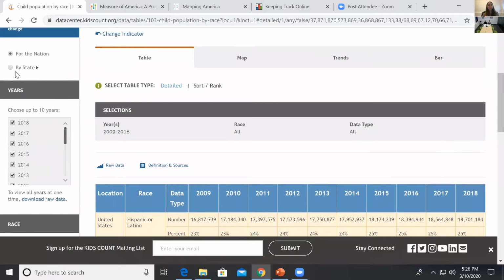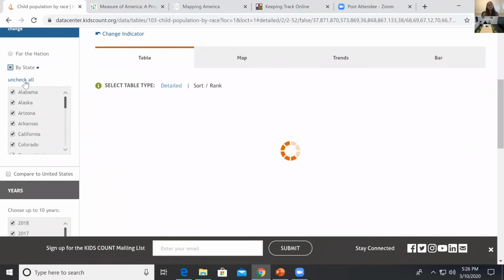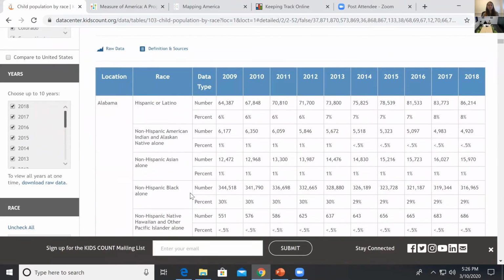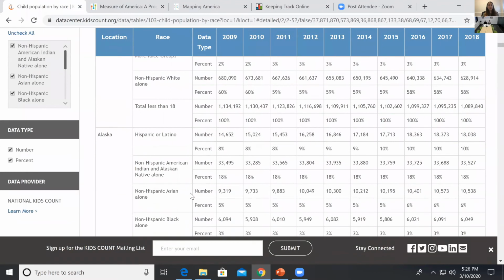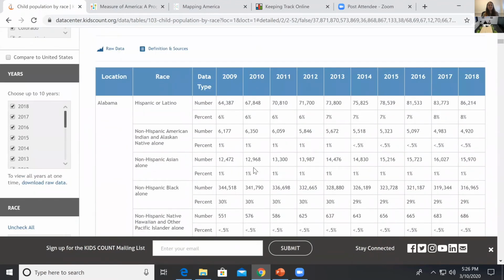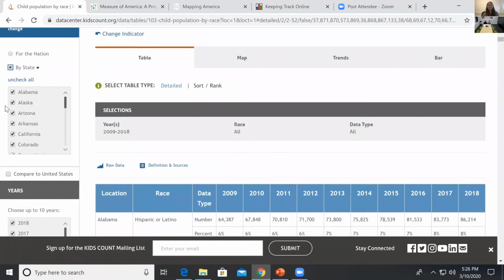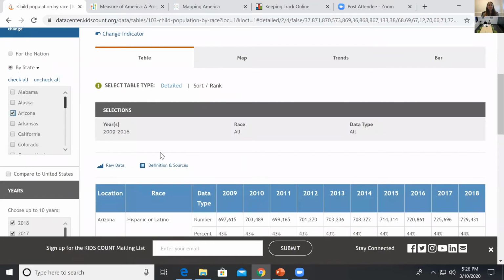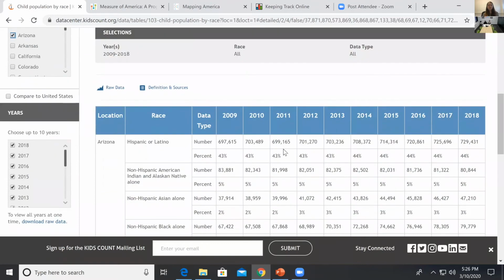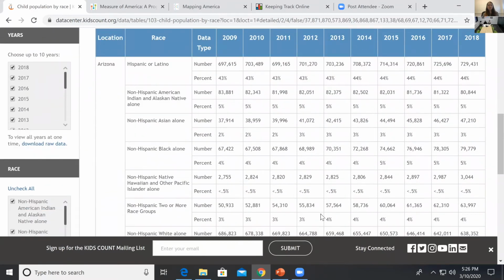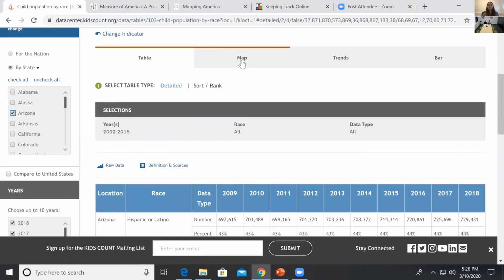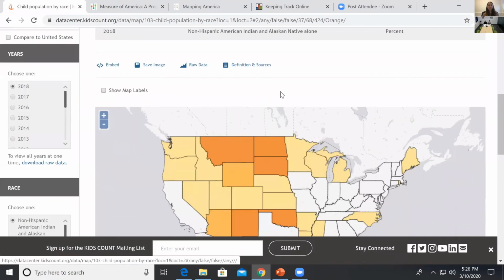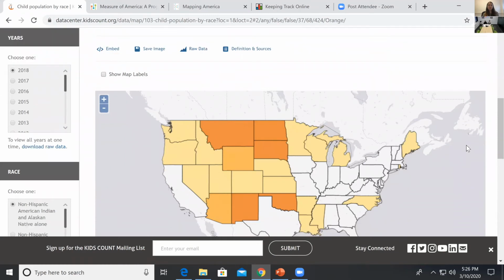We can look at this information by state. So you can look and you can see all the states here, starting with Alabama and alphabetically in this chart. Or you can just uncheck all and click the state that you want to look at. Sometimes this information is available on a map. Sometimes it's not. It will tell you, yes, this information is available on a map.